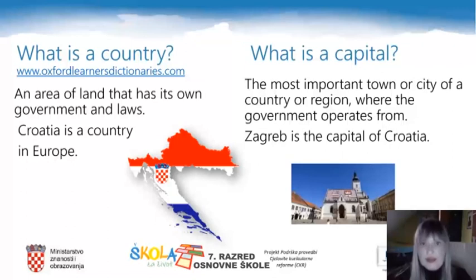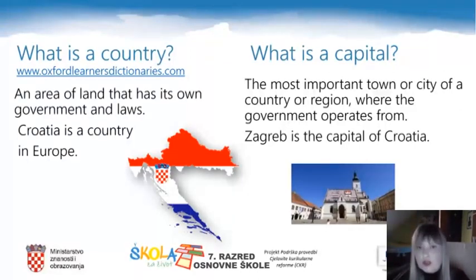Ready? Let's start then. I have two questions for you. The first question is, what is a country? As you can see here, from the definition from one dictionary, a country is an area of land that has its own government and laws. Croatia is a country in Europe.